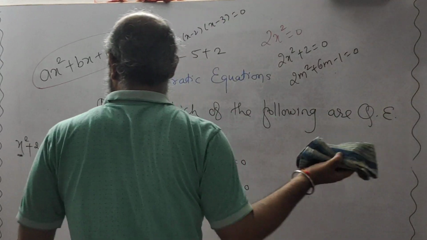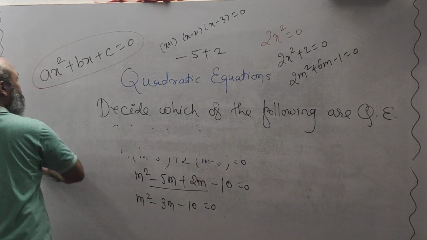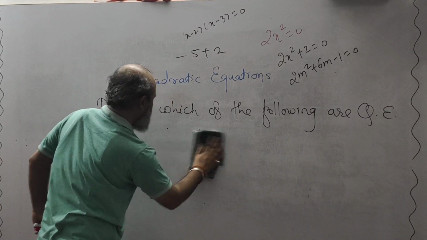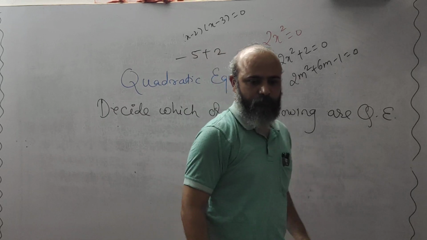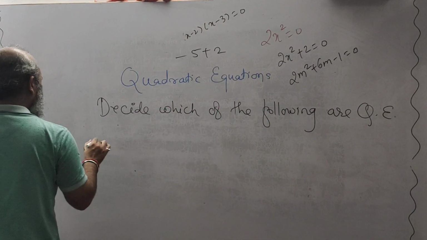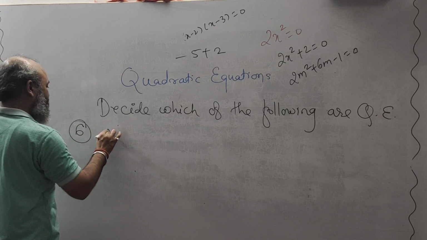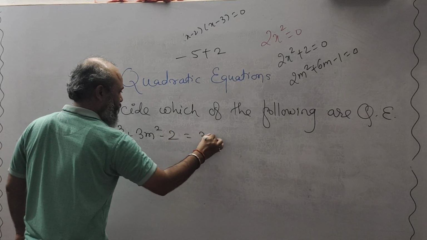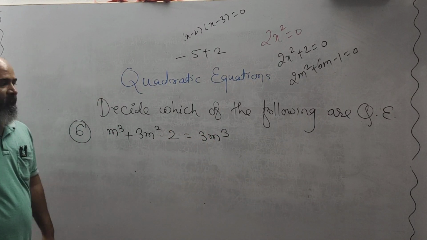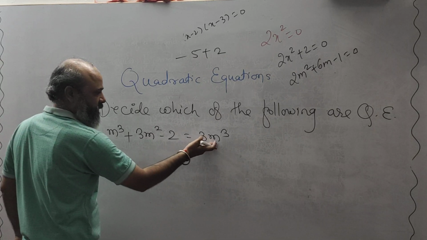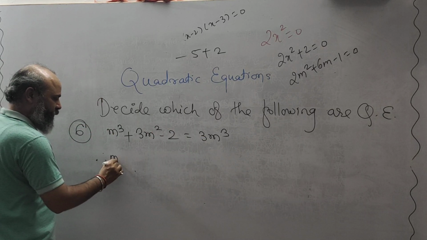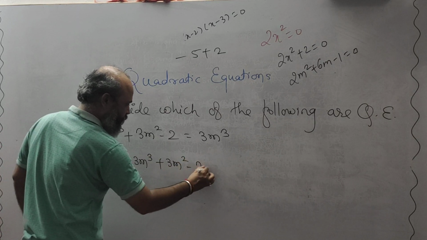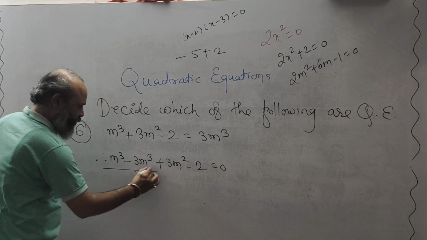Now next, that is the sixth one. What is the sixth one, student? The sixth one is m cube plus 3m square minus 2 is equal to 3m cube. Clear? Again we have to solve. So transfer this value to the left hand side. So we will get m cube minus 3m cube plus 3m square minus 2 is equal to 0.